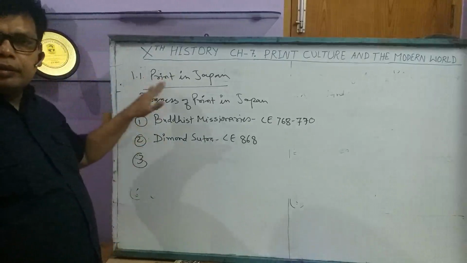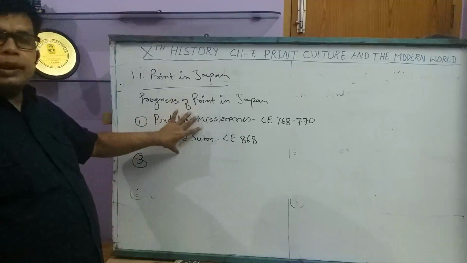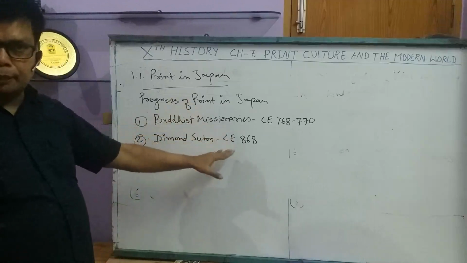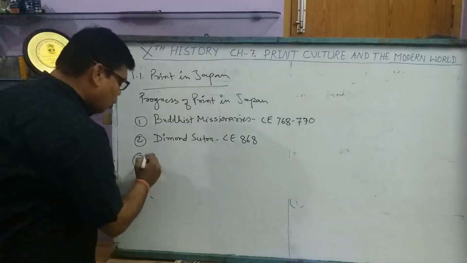Now here, when we are tracing the history of Japan, this is the ancient setup and the medieval period coming into existence. So we see that the diversification of print will also be visualized here.